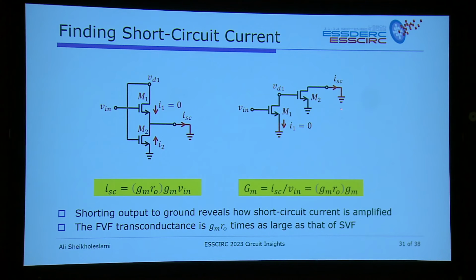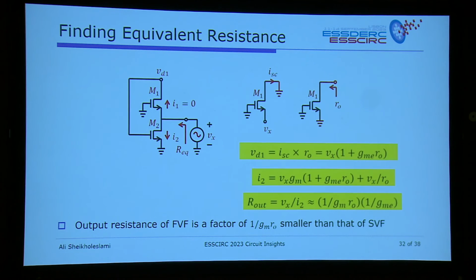Then you use the GM. So essentially, your short circuit current now is multiplied by GMRO. Before it was just GM. Now it's GMRO, which is typically, let's say, 10 times GM. So you increase them by a factor of 10. Our expectation is that, therefore, the output impedance should go down by the same factor. And let's see if that is true.